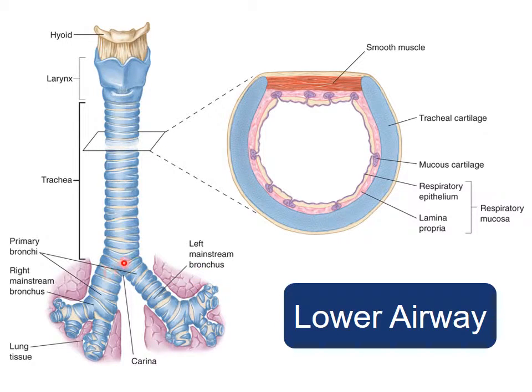And another important structure is called the carina, and that is where you have the division between that trachea comes down and divides into these two main branches, the left and right main bronchus. And we'll look at that a little bit more in detail.